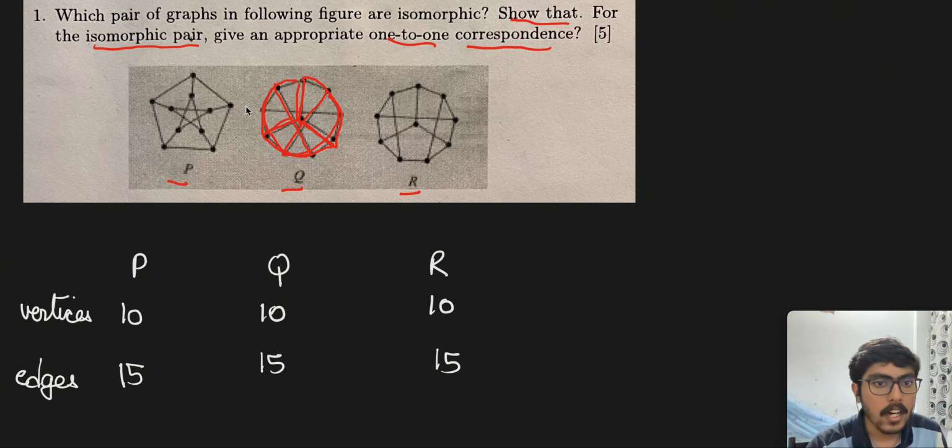These are some of the cycles which you can detect, but in this graph you see that there is a 4-cycle also present here, which may cause difficulty while making the degree sequence, because we know that the distances between the vertices also need to be considered when we are talking about one-to-one correspondence. So clearly R is not isomorphic, but these two can be.